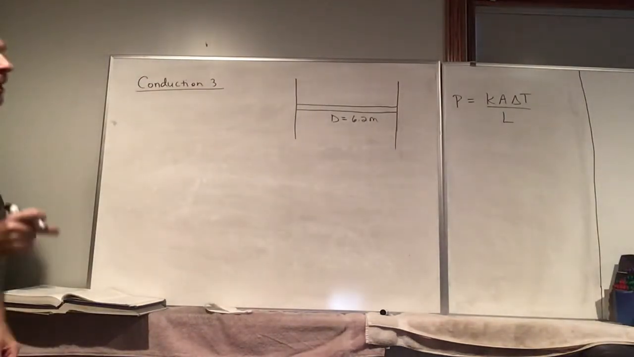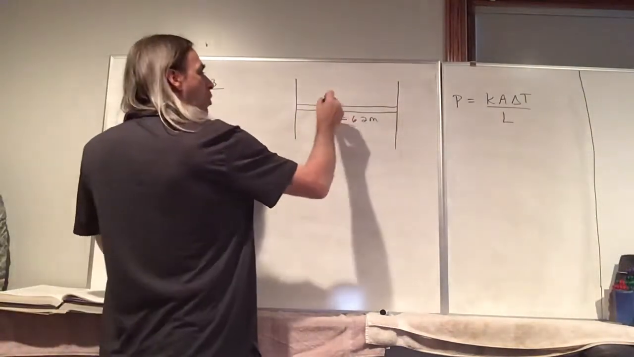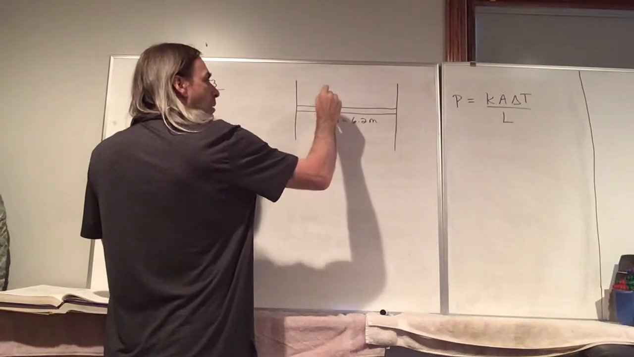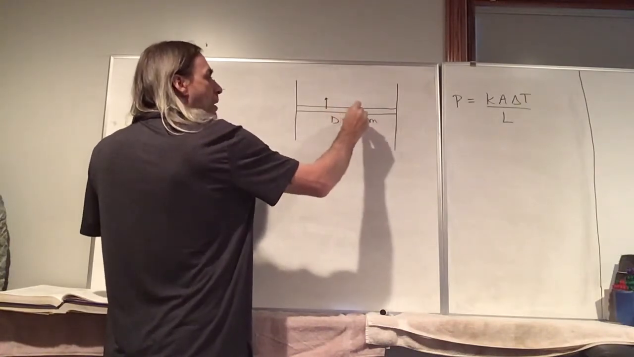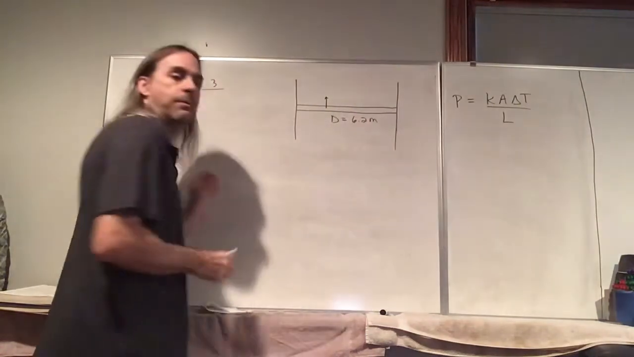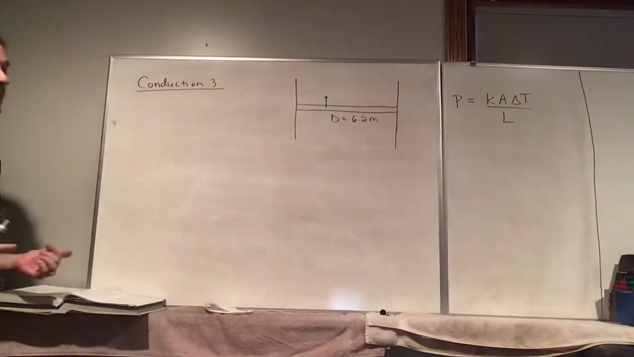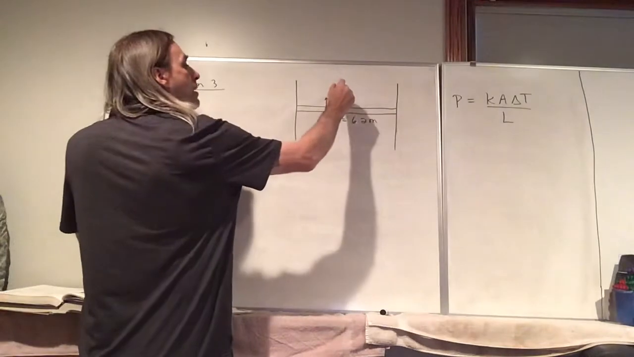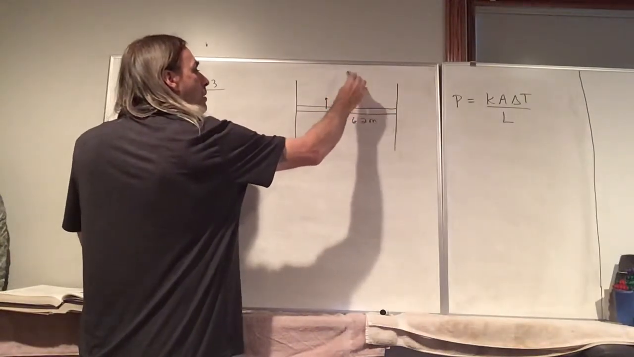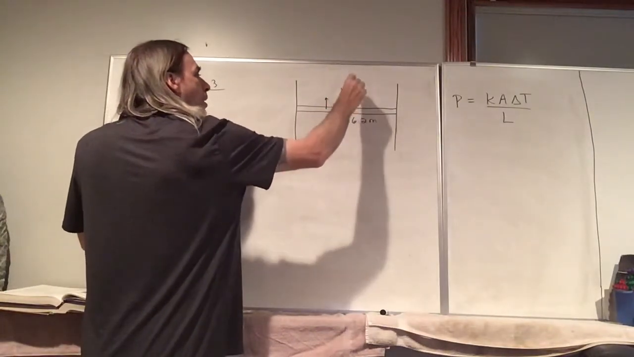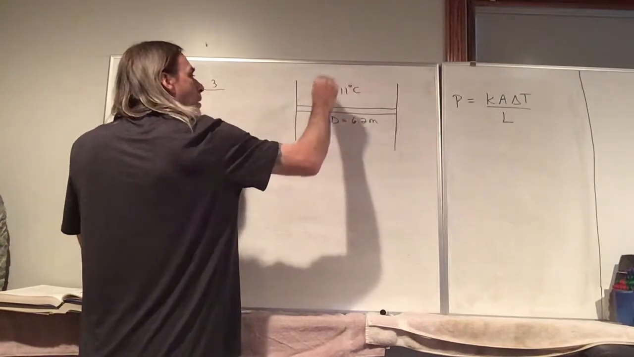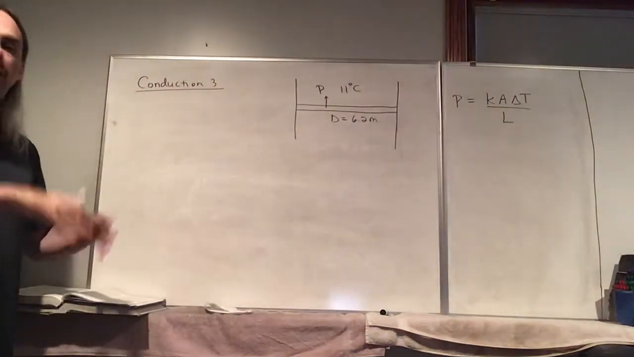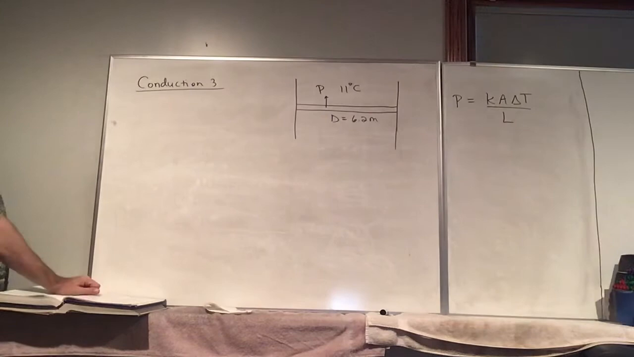What we want to look at is the heat flowing through the pipe and entering the room. So the pipe itself is steam at 100 degrees Celsius, and the room is 11 degrees Celsius. And so heat is going to flow from the pipe into the room. And so this is one perspective.